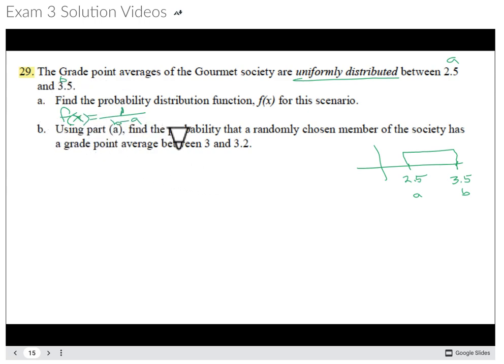And then using part A, find the probability that a randomly chosen member of the society has a grade point average between 3 and 3.2. Here's that. So 3.2 would be maybe about here. Maybe a 3 would be here. So we want to see 3 to 3.2. So it's a rectangle. We know its width. We just need to know its height.